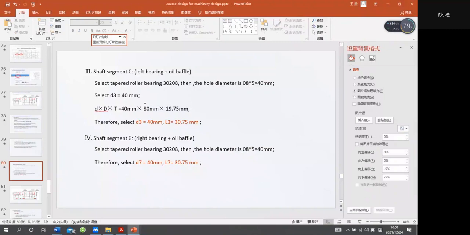And for segment G, the amount is the right bearing and oil buffer. So we choose a pair of bearings, so the value is the same. For shaft segment G and shaft segment C, the values are the same. So we select D7, it's 40 millimeter, and the length is this too. Any problem?